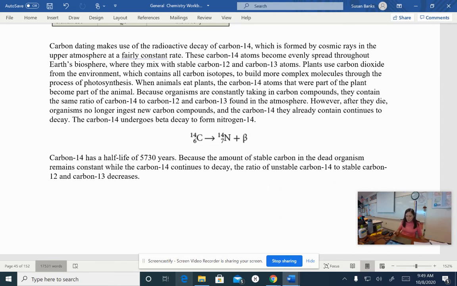Because organisms are constantly taking in carbon compounds, all living organisms contain the same ratio of carbon-14 to carbon-12 and carbon-13 that's found in the atmosphere. However, when organisms die, we no longer take in carbon, so the carbon-14 that makes up us or other organisms starts to decay. We can compare the ratio of carbon-14 in that object to the carbon-14 ratio in the atmosphere and give a pretty good approximation of how old that object actually is. That's how we do that.